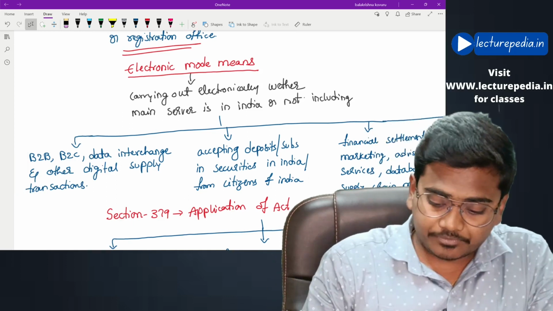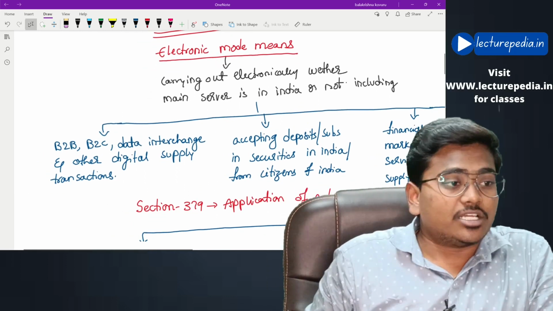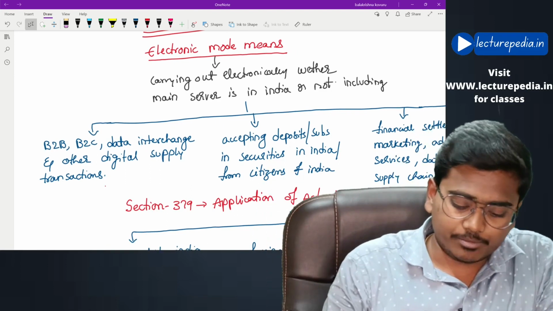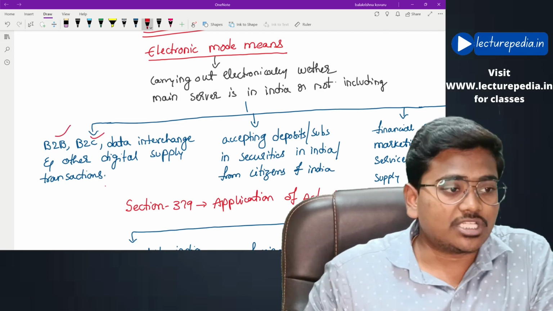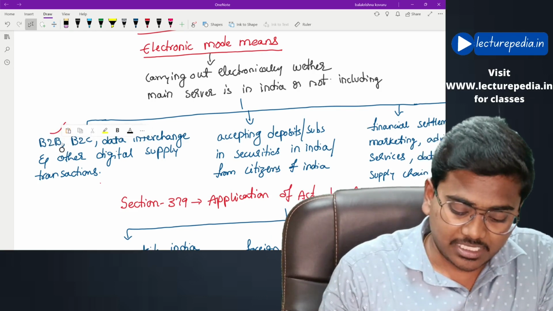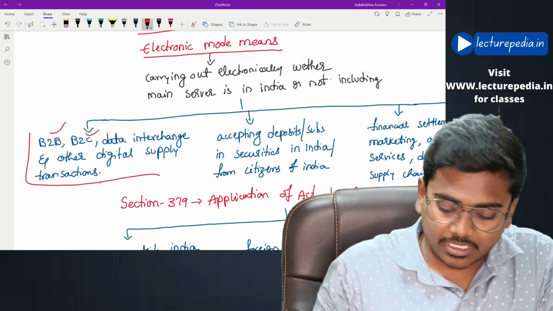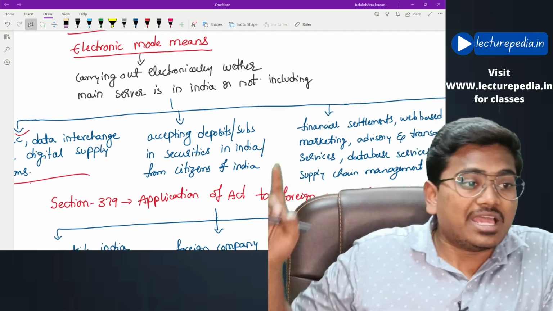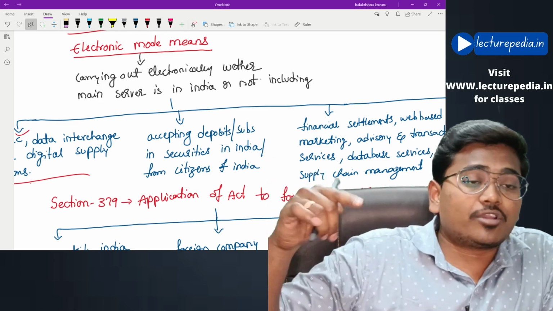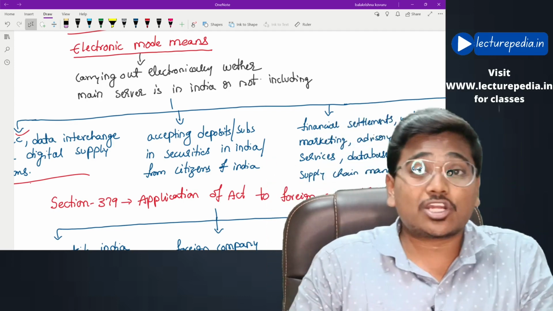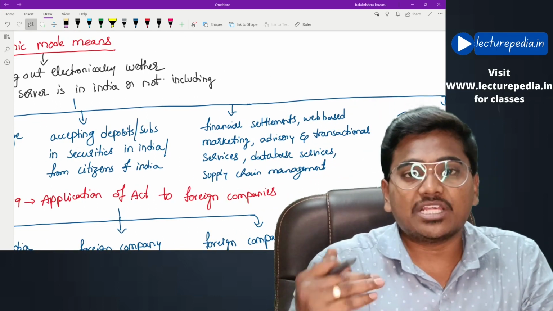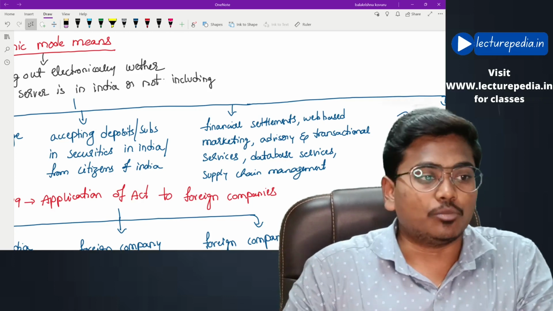And the transaction including whether B2B transaction or B2C transaction. B2B means business to business, B2C is business to consumer, or data interchange and other digital supply transactions. This is the first type of transaction. Next, accepting deposits or subscription in securities in India or from citizens of India through electronic mode. That would also be known as having place of business in India through electronic mode.